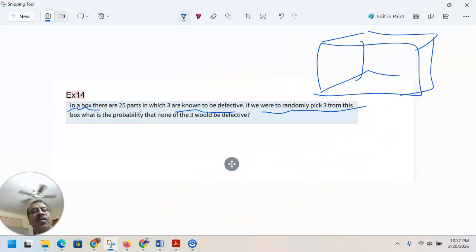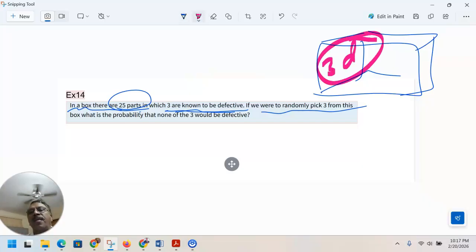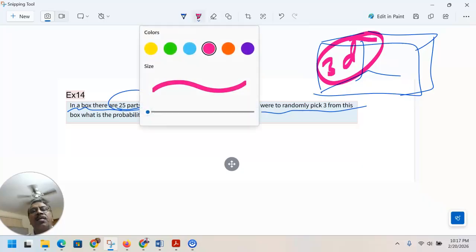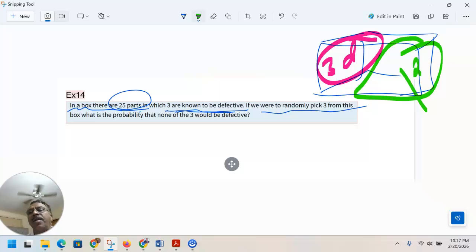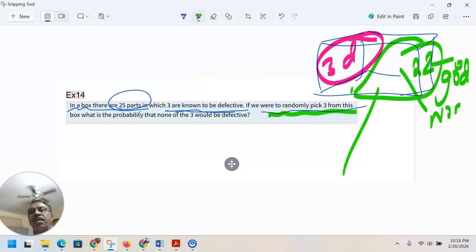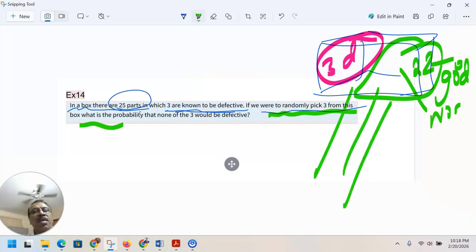So you can see this is example number 14. There are 25 parts in which there are 3 defective. That means the other ones are good ones, the green ones. The rest of them, from 25, will be 22 good ones, that means they are non-defective. Question: if you randomly pick 3 like this, what is the probability that none of them is defective?